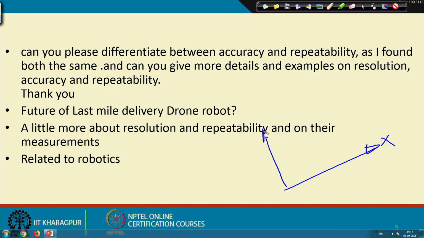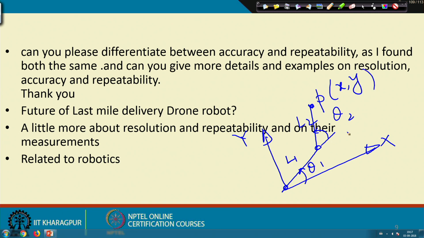Now, the concept of accuracy and repeatability. Let me take this example once again quickly. In a Cartesian coordinate system x and y, suppose I have a robot, a 2 degrees of freedom serial manipulator, with link lengths L1 and L2, this angle is theta 1 and this angle is theta 2. Very easily I can find out x and y. x is nothing but L1 cos theta 1 plus L2 cos of theta 1 plus theta 2, this we have already studied, and y is nothing but L1 sin theta 1 plus L2 sin of theta 1 plus theta 2.